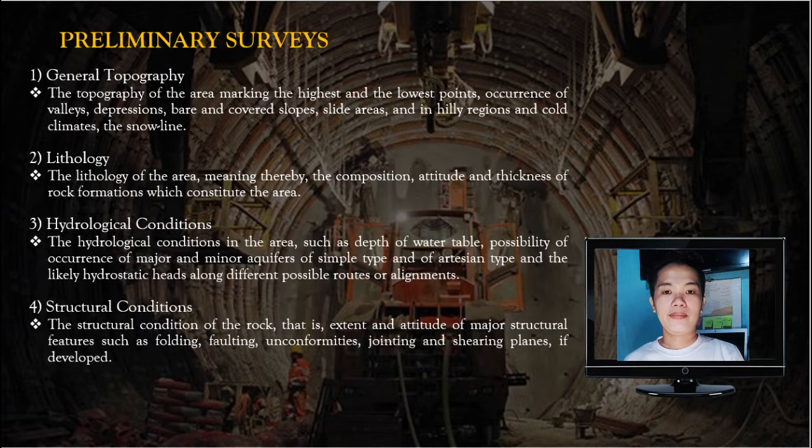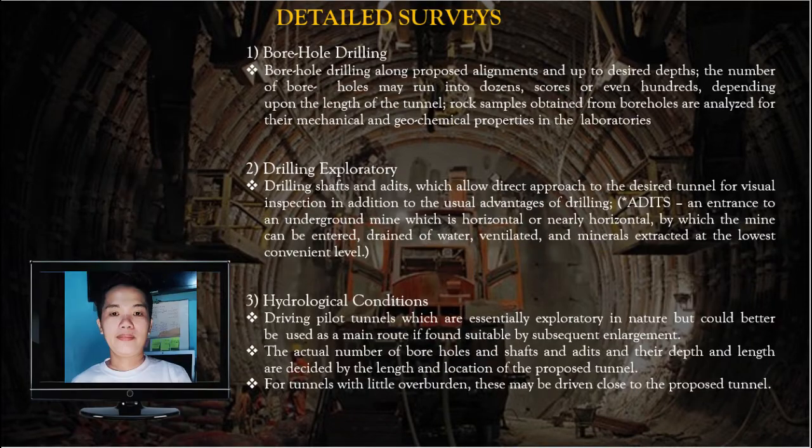And lastly, the structural condition of the rock, that is, extent and attitude of major structural features such as folding, faulting, unconformities, jointing, and shearing planes if developed. Whereas, detailed surveys for tunneling involve borehole drilling along proposed alignments and up to the desired depths. The number of boreholes may run into dozens, scores, or even hundreds, depending upon the length of the tunnel. Rock samples obtained from the boreholes are analyzed for their mechanical and geochemical properties in the laboratories. The second one is exploratory drilling, involving drilling shafts and adits, which allow direct approach to the desired tunnel for visual inspection, in addition to the usual advantages of drilling.